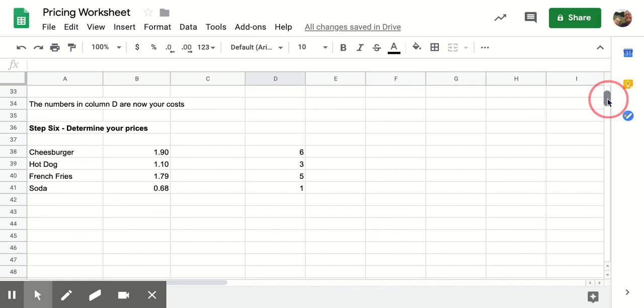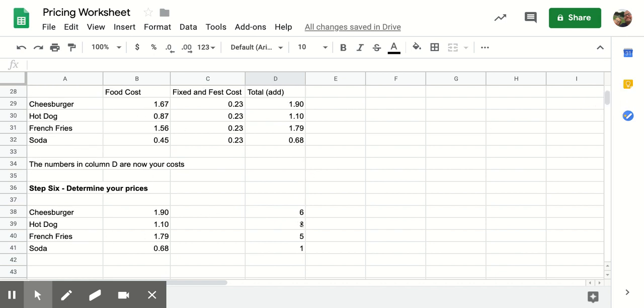Now we're going to determine our prices. Okay, I'll explain this in a second. So to determine our prices, it's $1.90. So it costs us $1.90 total. So we want to make sure that our prices are high enough that we are able to make a profit, okay, and get a decent amount of money, makes it worth going to a festival.